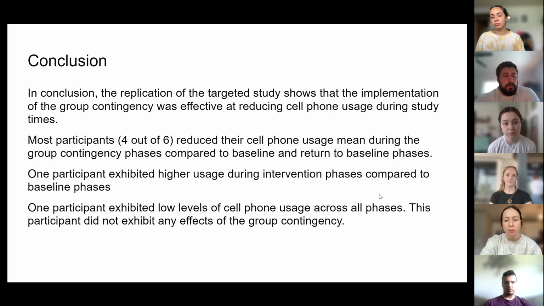So in conclusion, the replication of the targeted study showed that the group contingency was effective at reducing cell phone usage during study times. Most of our participants, 4 out of 6, reduced cell phone usage means during the group contingency phases compared to the baseline and return to baseline phases. There was 1 participant that exhibited higher usage during intervention phases compared to baseline phases. And there was a participant that exhibited low levels of cell phone usage across all phases. That participant did not exhibit any effects of the group contingency.